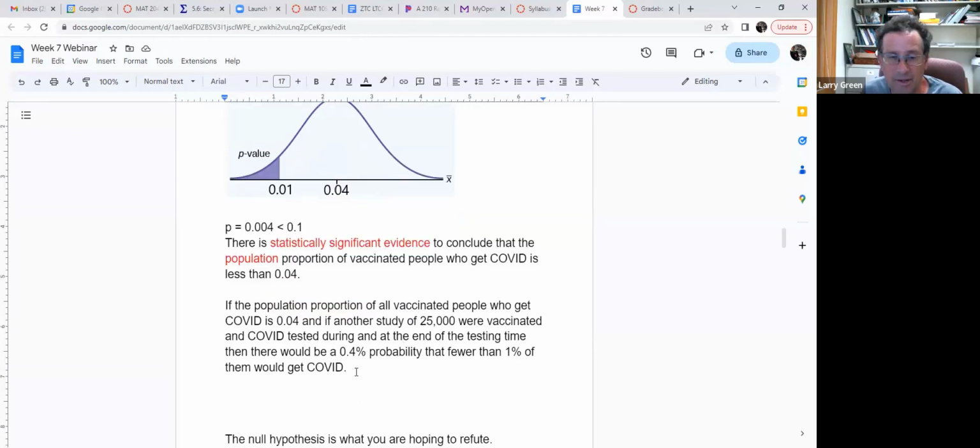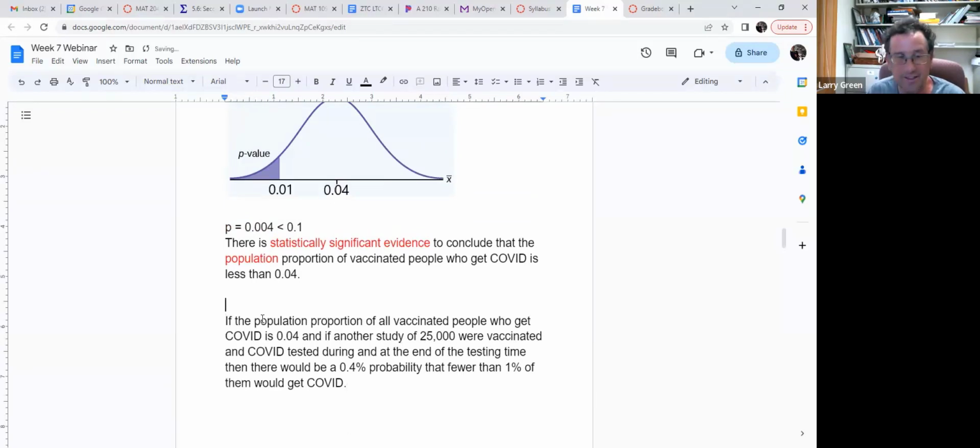Okay, we also want to, so let me write down, actually, I should write down the instructions so you know what to do if you're asked. This is interpret the p-value.